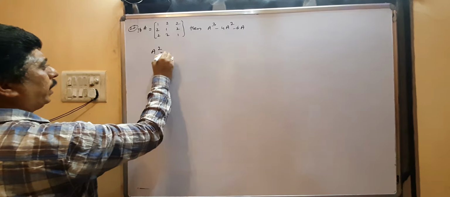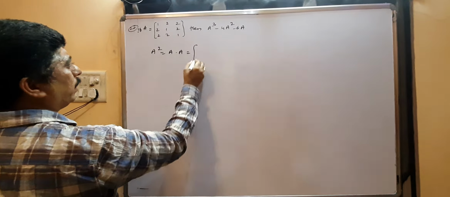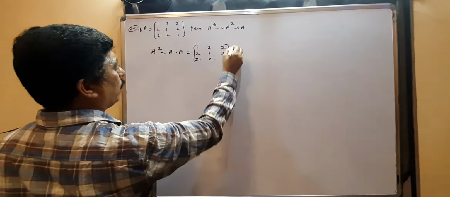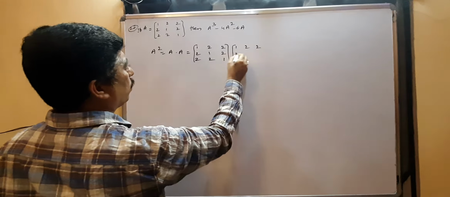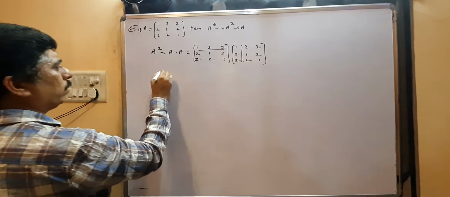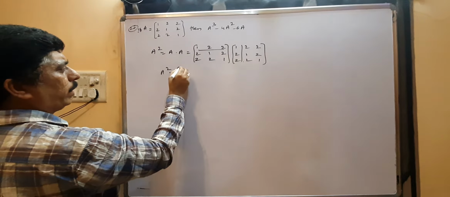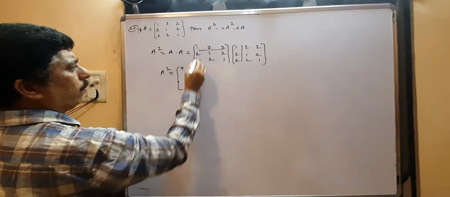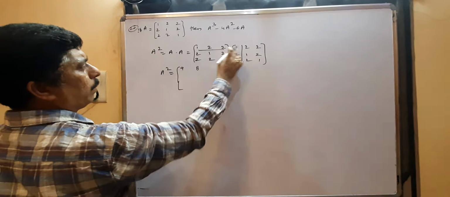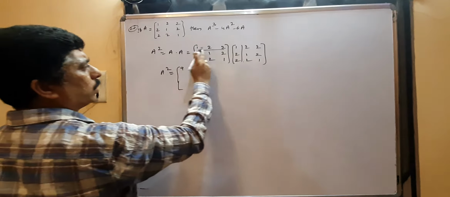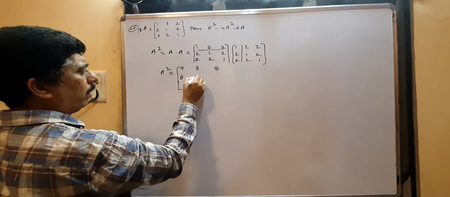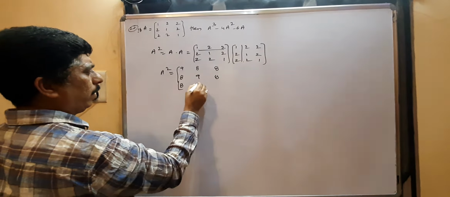A square means A into A, that is 1 2 2, 2 1 2, 2 2 1 into 1 2 2, 2 1 2, 2 2 1. Row into column. The first element is 1 plus 4 plus 4, that is 9. Next, 1 into 2 plus 2 plus 4 is 8. Like this A square value will be 9 8 8, 8 9 8, 8 8 9.